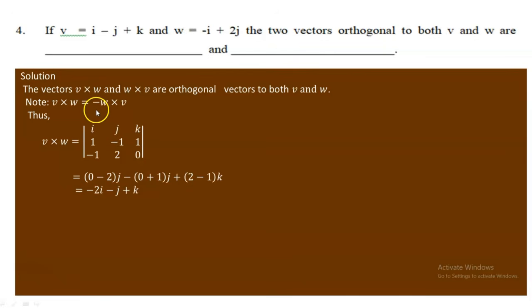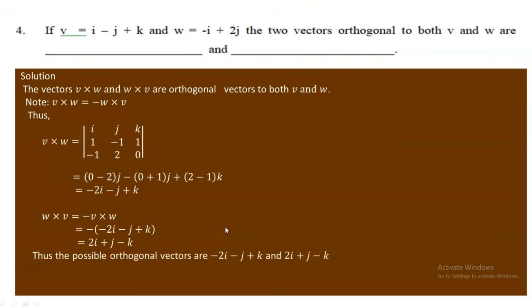And since we wrote here that v cross w is the negative of w cross v, finding w cross v is so simple. To find w cross v, you have to take the negative of what you obtained here, v cross w. So you have minus of the obtained expression, -2i minus j plus k. Multiplying the whole by negative, you have 2i plus j minus k. So again, dear students, you can assure that this is also orthogonal to both v and w. So the two possible orthogonal vectors for v and w are -2i minus j plus k and 2i plus j minus k.